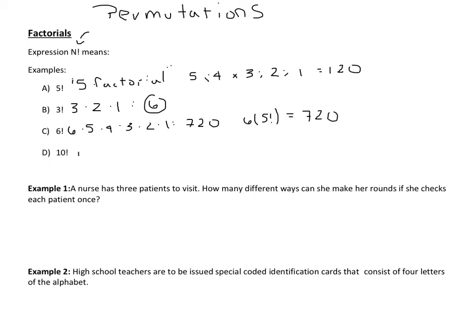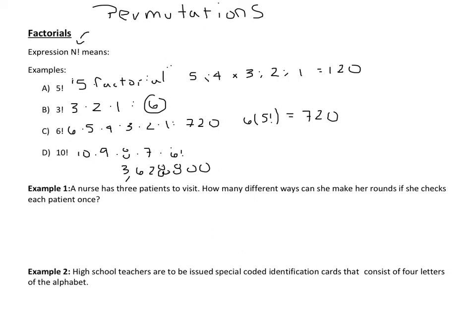Okay, in the same way, if we had 10 factorial, we know that 6 factorial is 720, so we could say 10 factorial is 10 times 9 times 8 times 7 times 6 factorial, because 6 factorial is just going to keep going down, 5, 4, 3, 2, 1, okay, and we get 3,628,800. Now, factorials are what we use when we're dealing with permutations.